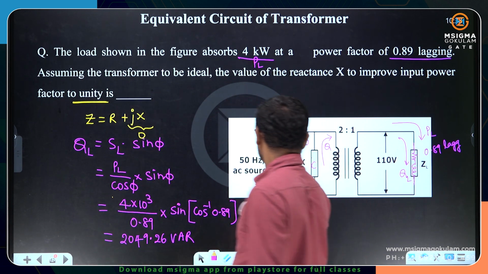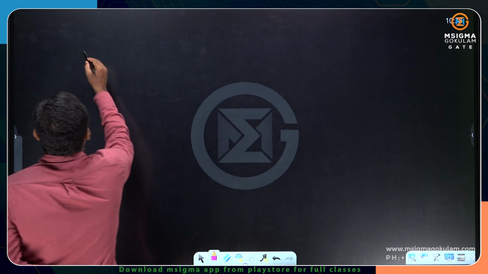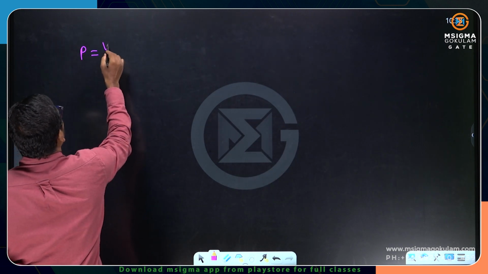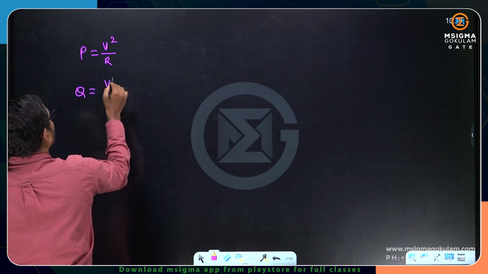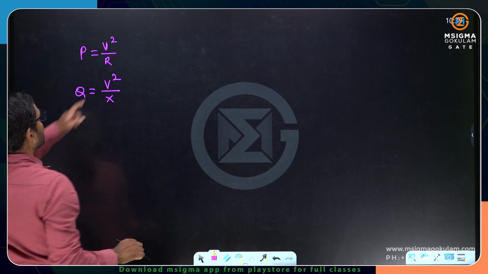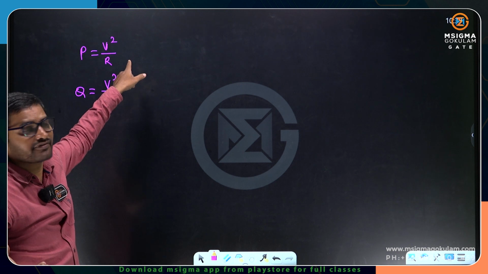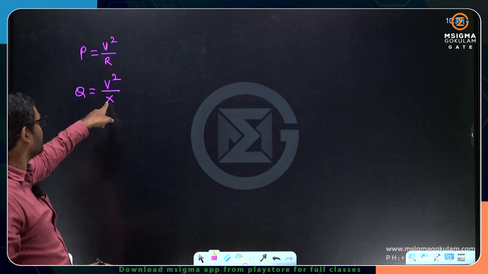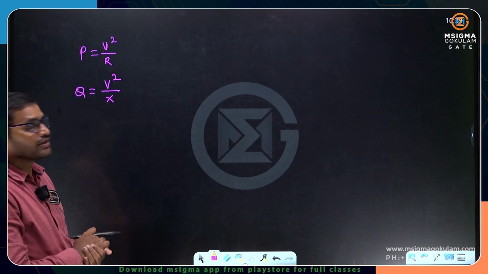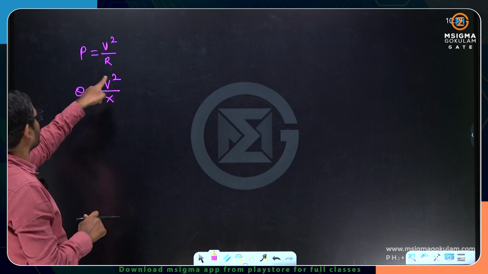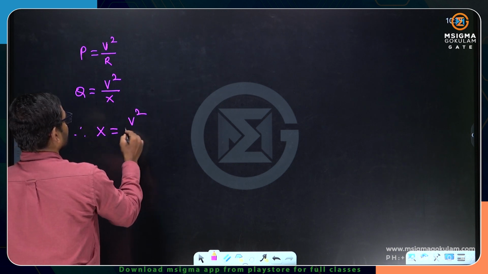So we know that, let me take up in a fresh page. So here we know that active power is equal to V square by R. Similarly, Q is equal to V square by X. So resistive nature will dissipate the active power, will dissipate the energy in the form of heat. That is active power. Reactive nature will convert the electrical energy into magnetic field. That is reactive power. So if you want to calculate X, therefore X is equal to V square by Q.